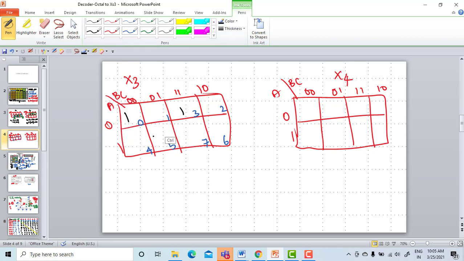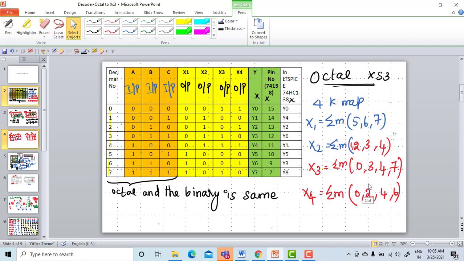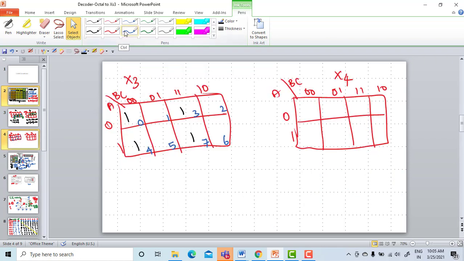3 4 7, and for the next case it is 0 2 4 6. 2 4 and 6. Okay, so it is easy now. This one, it's a 4-bit combination. I can combine this and this together. If I fold this paper from left to right, if I fold these four, I can make a combination of 1.